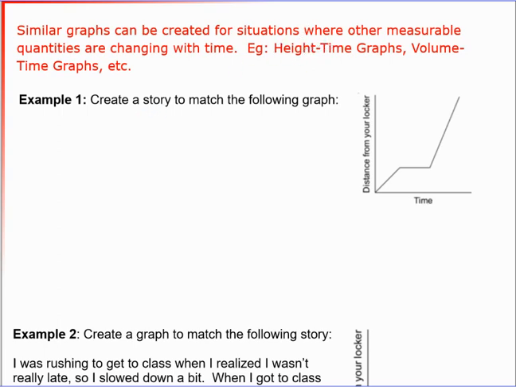So we can create a story to match the following. Here's time, here's distance from your locker. So you're at school. All right, so maybe this first section, A, B, C. What could be happening in A? What could be happening in B? What could be happening in C? So why don't you pause the video and come up with a scenario of you at your locker, if we were allowed in school. But then again, try that.